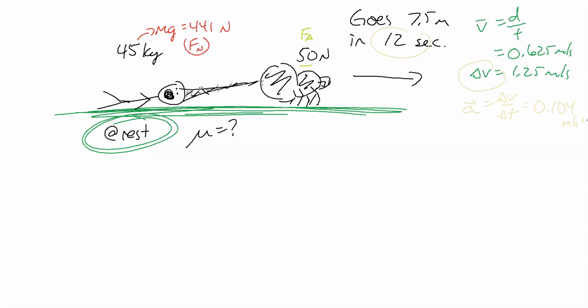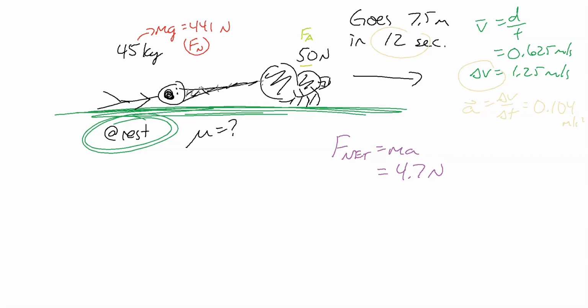Okay, got my acceleration. I do have some mass. Acceleration and mass give me net force, so I can calculate my net force. Net force is equal to ma. So I'll take that acceleration of 0.104 and times it by the 45, and I get a net force of about 4.7 newtons. Okay, so let's see what's going on here.